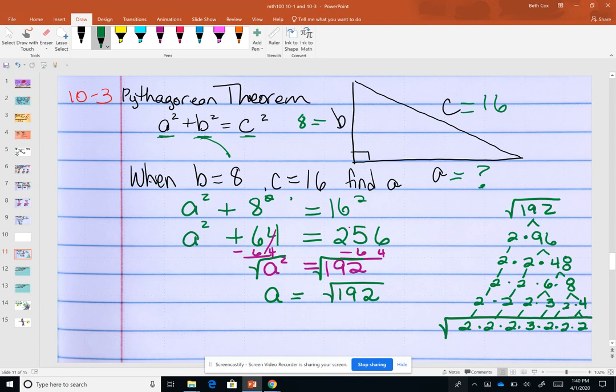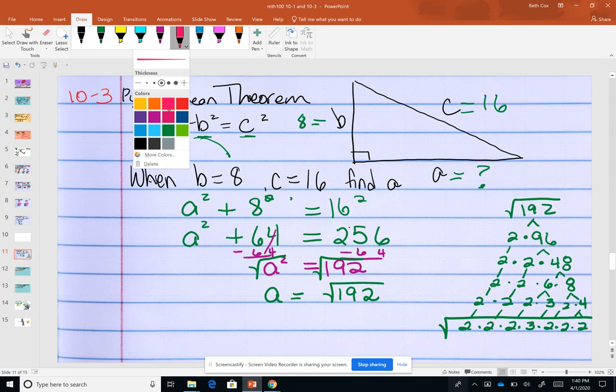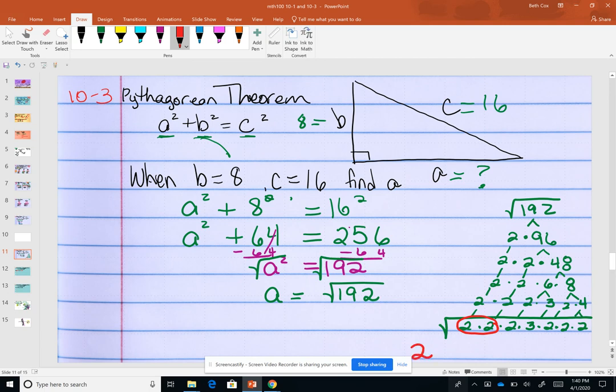Okay. All right, so I got to pull out pairs. Some of you are saying, I could do this easier. I know you could. I know there's another way. I know there's an easier way. That doesn't mean that this way is not good for some people. So that 2 gets out. There's another 2 that gets out. There's another 2 that gets out. And that's it. That's all that's getting out. The 3 is stuck at home.